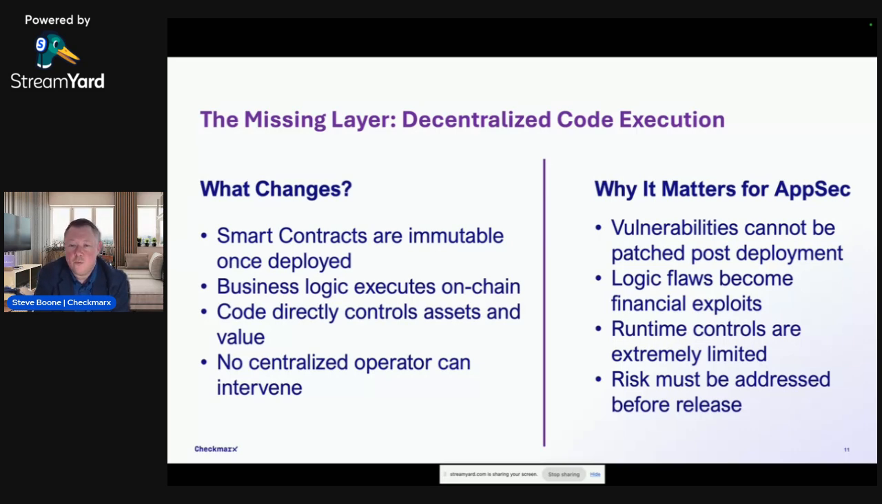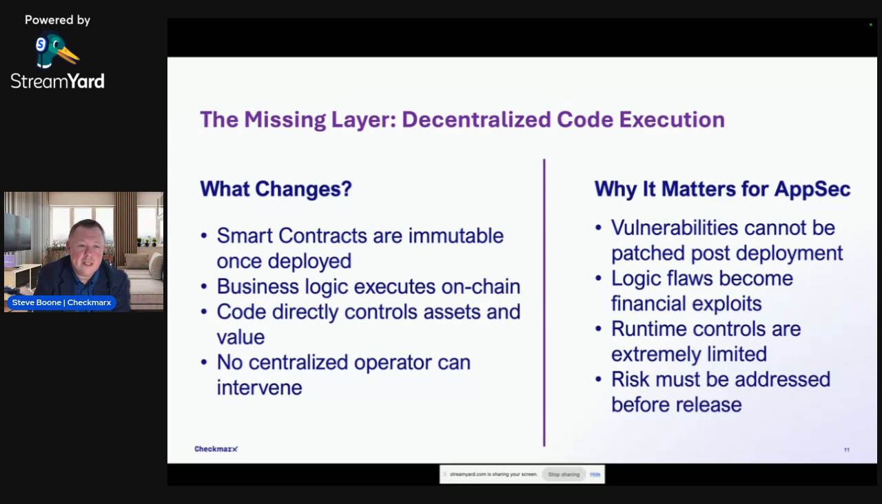For instance, once we deploy the smart contracts, they're immutable, right? And this is important to understand because the business logic that we're going to have is going to execute on that chain. And the code is really directly responsible in a lot of ways for the assets and value associated with them. And I think probably the other challenge here, right, is there's no centralized operator who's going to be able to step in after the fact.